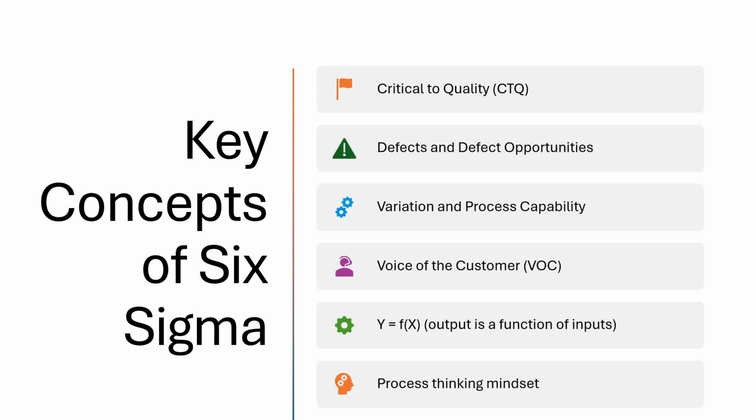The third one is variation and process capability. Variation is the enemy of quality. We cited this early. It refers to inconsistencies in process output. Process capability measures how well a process can produce output within specification limits. A process with a low variation and high capability is predictable and delivers consistent results. A bottle filling machine, for an example, that always fills 500 milliliter plus or minus 1 milliliter is highly capable.